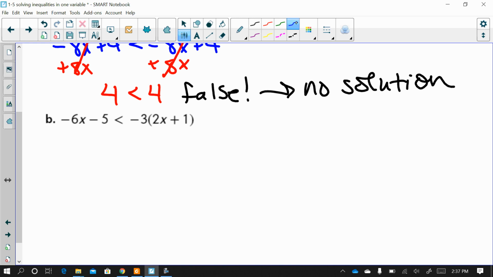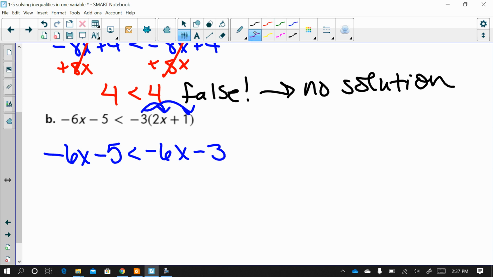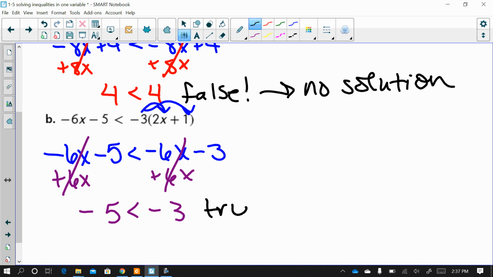Okay, letter B. Again, distribute. Negative 3 times 2 is negative 6x. Negative 3 times 1 is negative 3. Don't like these x's hanging around, so let's get rid of them. Oh, those cancel. Oh, these also cancel. Negative 5 is less than negative 3. What do you think? Well, that's true. So, all reals. Okay, so all real numbers work here.